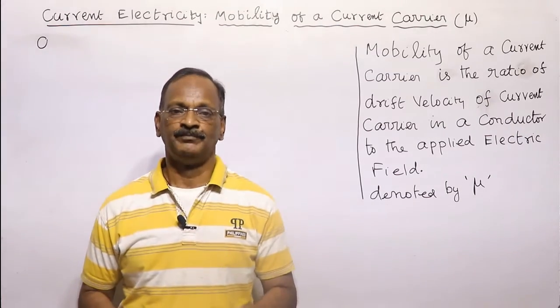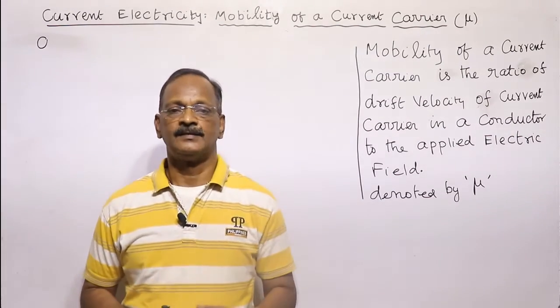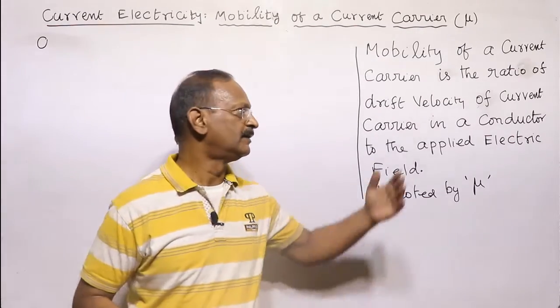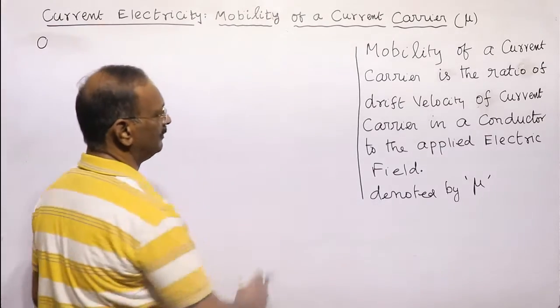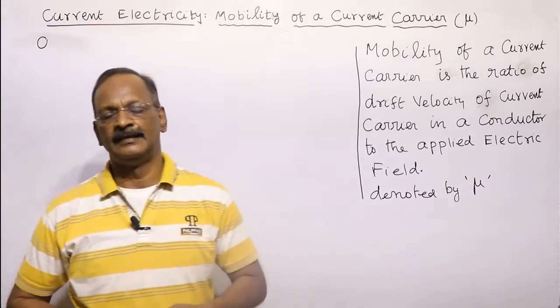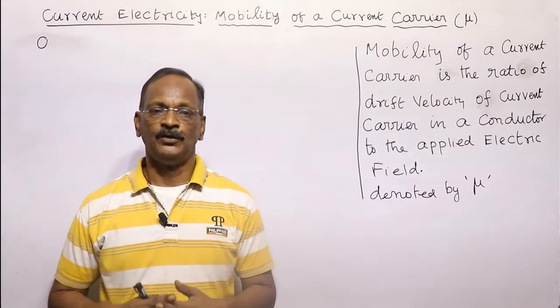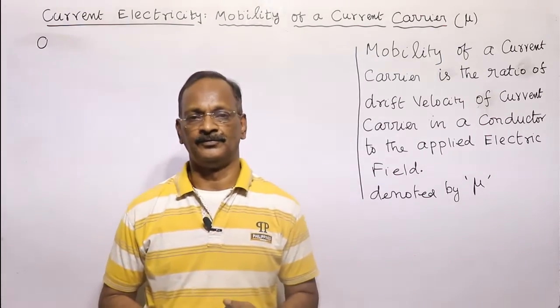What is a charge carrier? Electron in the case of a conductor; in the case of a semiconductor, electrons and holes. Now we will talk about only a conductor. Mobility of a current carrier is defined as the ratio of drift velocity to the applied electric field.